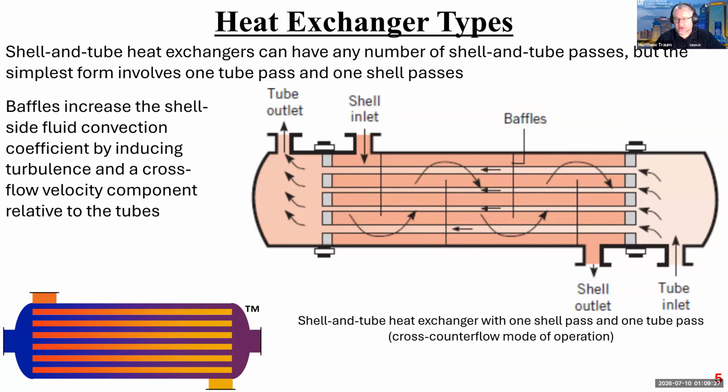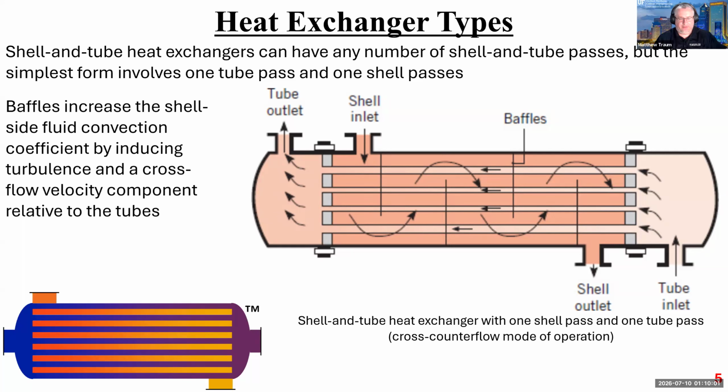Because we've got the inlet fluid here entering from the right and traveling through the tubes and then exiting to the left. And then the fluid in the shell, we have that entering more or less from the left and traveling to the right. And then there's an additional feature, which is called a baffle, right? So I say here, baffles increase the shell side fluid convection coefficient by inducing turbulence and cross flow velocity component relative to the tubes. So these lines are representative of baffles.